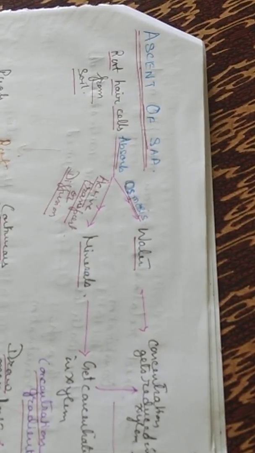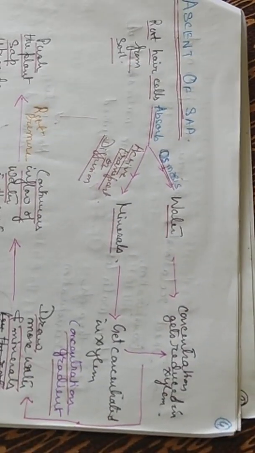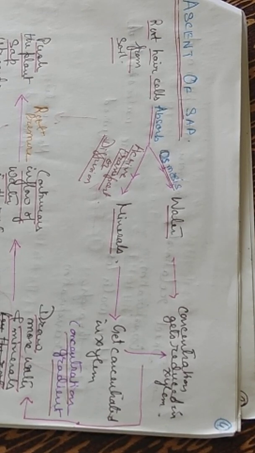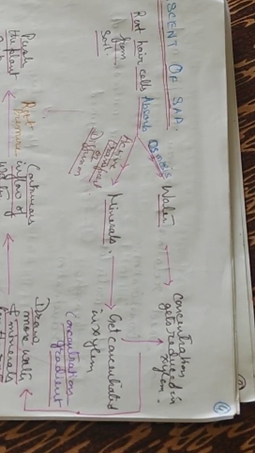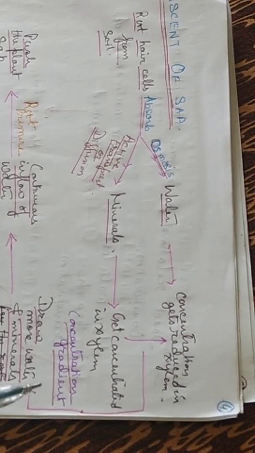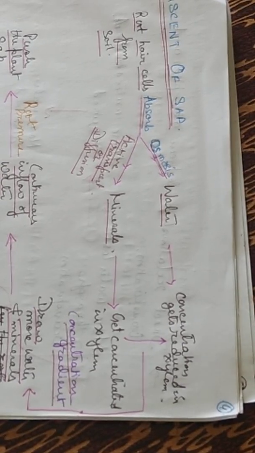When there is a concentration gradient, that is, when the water concentration in the xylem becomes less and the mineral concentration is rising, then what happens? It is pulling the water from the root hair cells. The plant is pulling the water through osmosis from the root hair cells, and the minerals through active transport or diffusion, depending on the concentration of the minerals inside the cells. So through this concentration gradient, it is drawing more water and minerals by the roots.